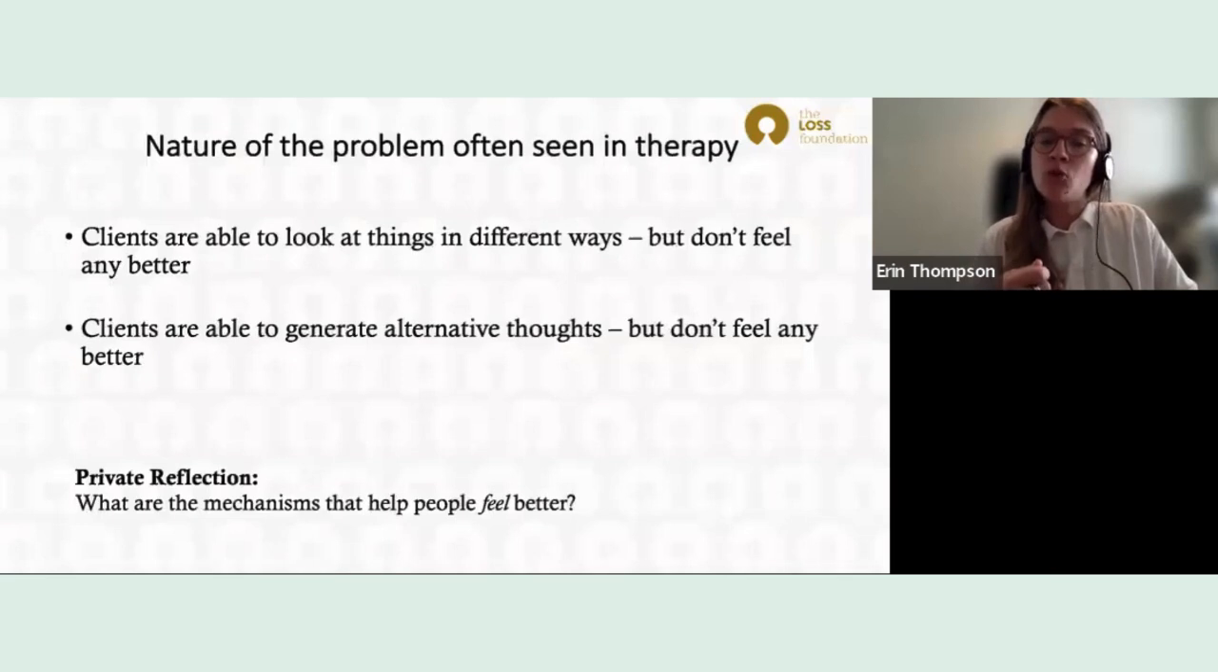If you think now about the work that you do with clients, what is it about the work that you do that leads to seeing difference in the clients you work with? Where is the shift?